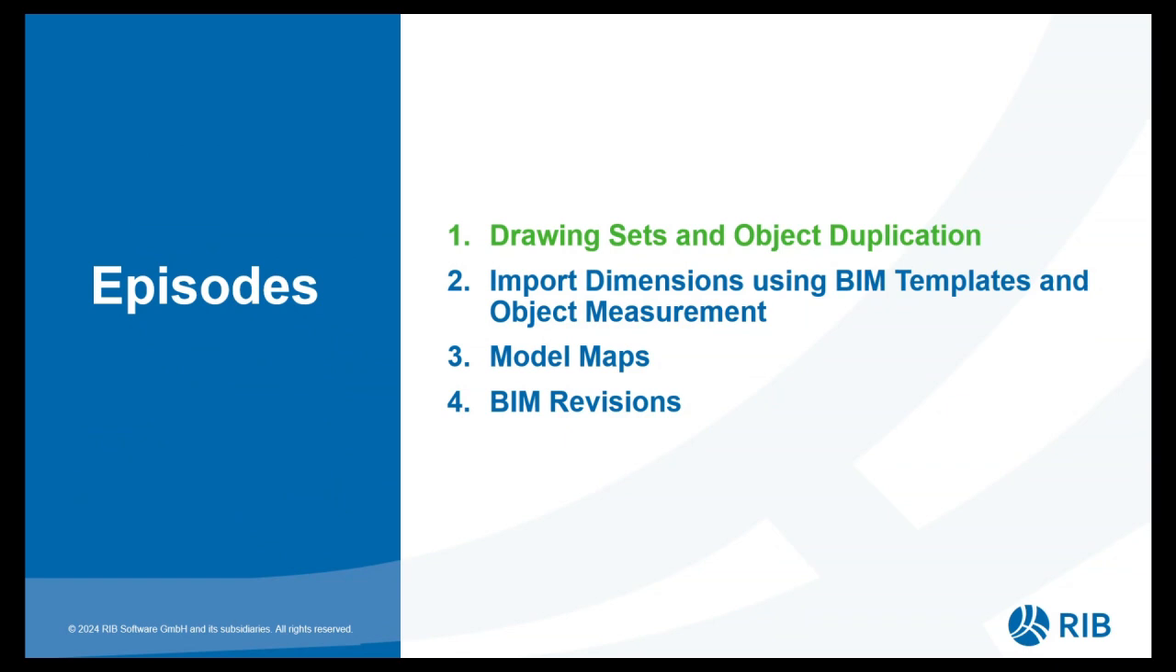In today's episode, I will cover object duplication, quality checks, and drawing sets. I'll show how duplicates can be found and what to do with them, along with other model quality checks and creating that drawing set. In upcoming episodes, we'll explore how to import dimensions using BIM templates for more accurate measurements, improving your project workflow. We'll also cover model maps and dive into BIM revisions, helping you stay on top of updates and changes throughout the project. If any of these topics interest you, please register so you don't miss out.